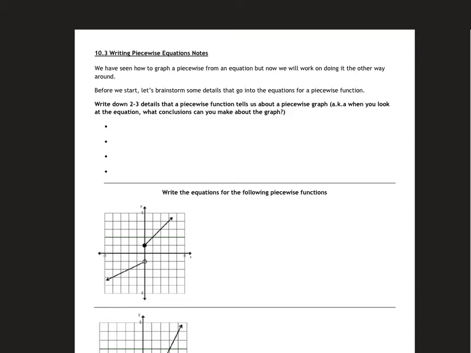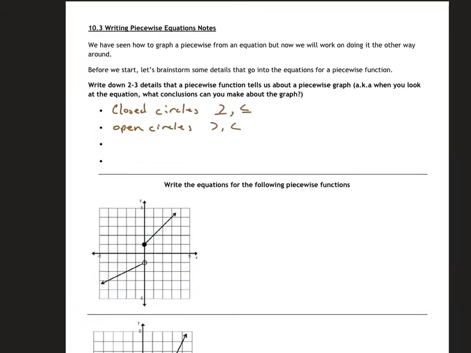What conclusions can you make about the graph? A few that I know off the top of my head, you can pause this and go with it. Closed circles are going to be greater than or equal to, or less than or equal to. Open circles are greater than or less than. I probably should have zoomed in a little bit.